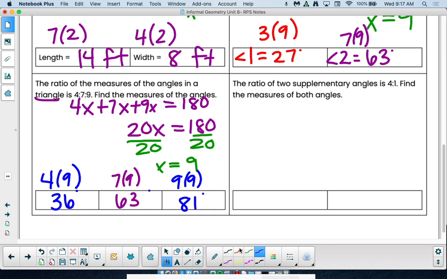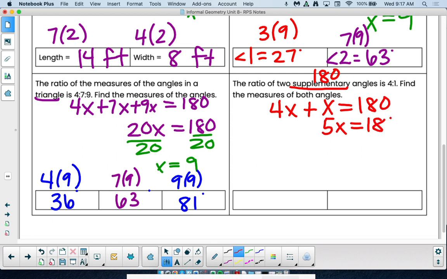Okay, last one, folks. The ratio of two supplementary angles is 4 to 1. Find the measures of both angles. Keyword there is supplementary, which we know means they add to 180. So again, 4x plus x equals 180. How many x's do we have? Well, we have 5x. How do we get x alone? Well, we divide both sides by 5.